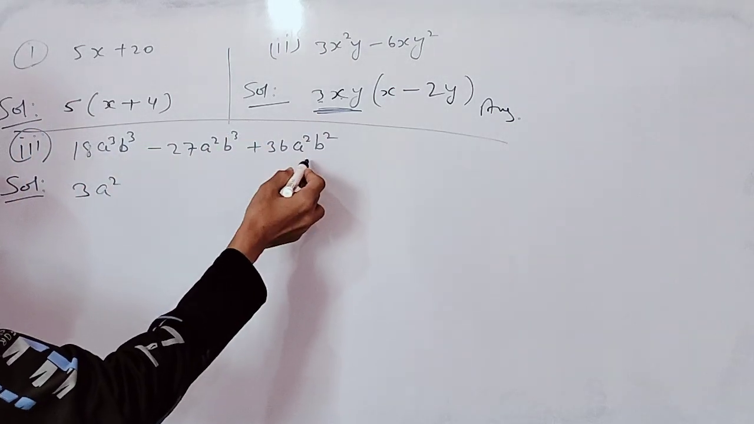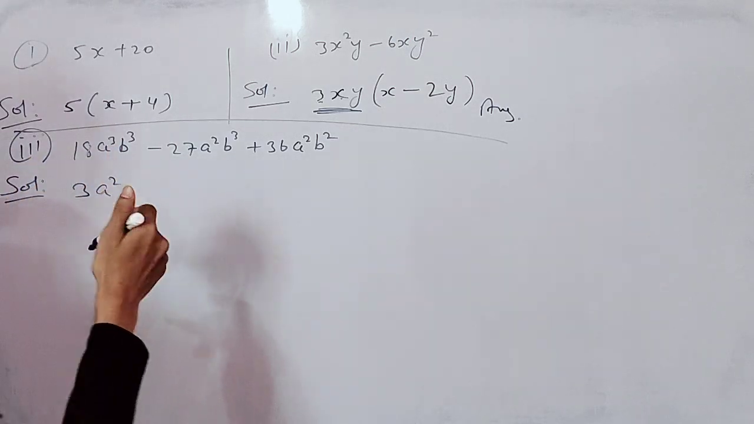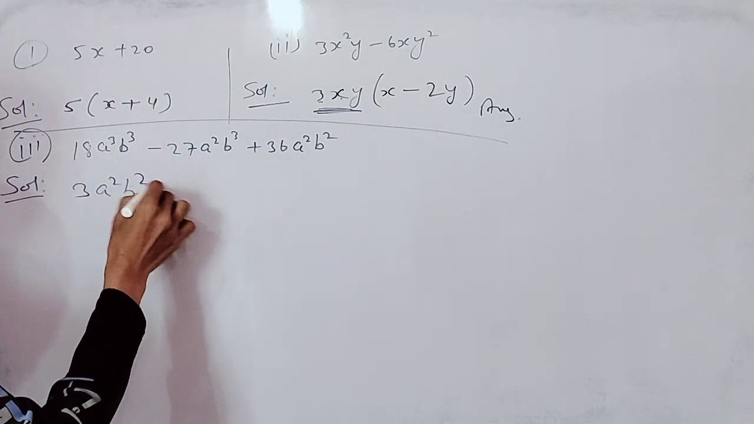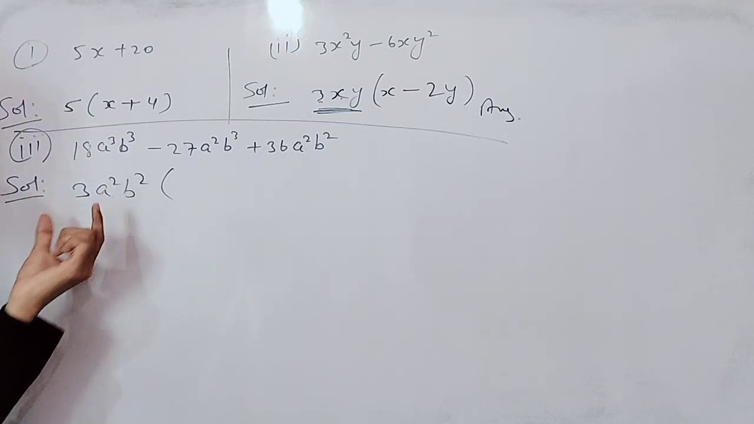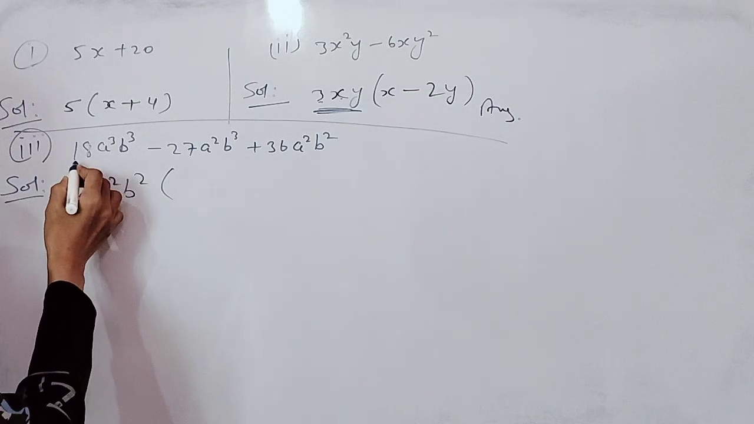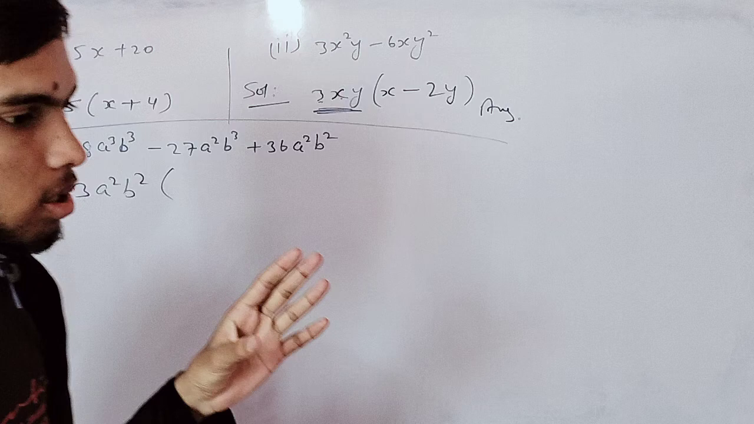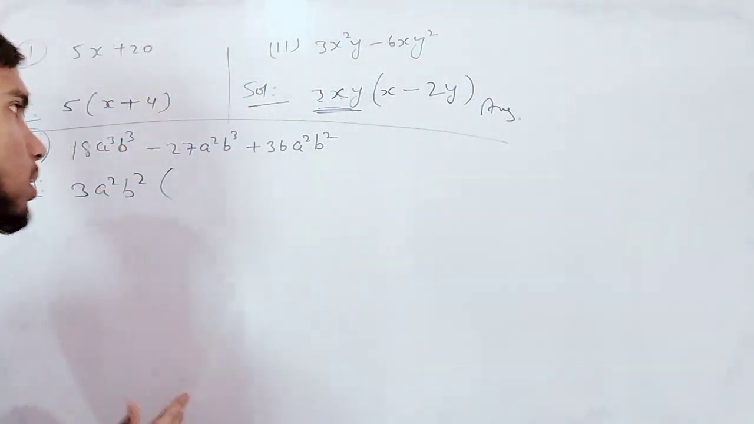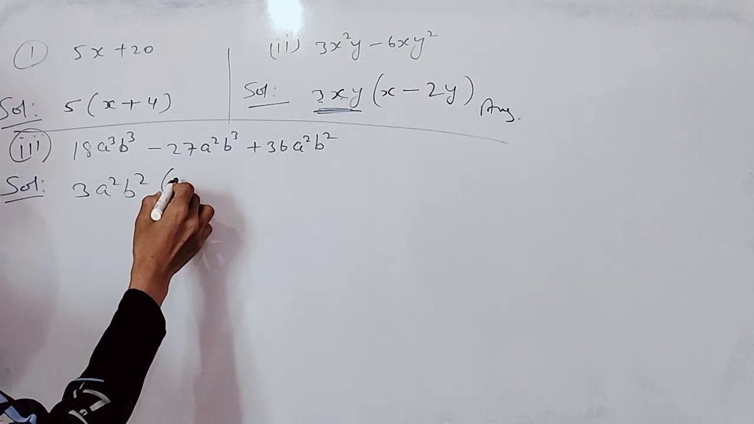Now here, B cube and B square. So we will take how much? B square, the lesser power, we will take as a common. Clear? Now we can say we took this as a common from this. Now 3 is here. It is a product of 3 multiple 6, which will be a product of 18.